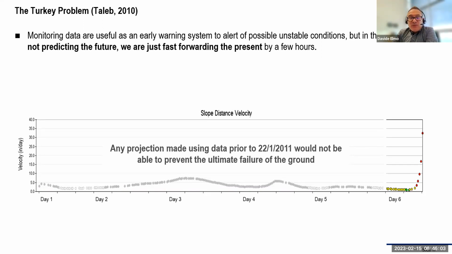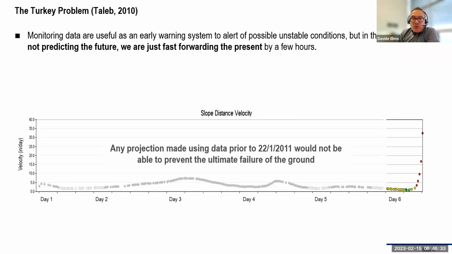But most importantly, when you look at the data, and for example, don't look at the data from day 6 now, if you look at the trend, well, we know this deformation, but how do you translate this trend into a prediction of failure? We may have used, for example, the inverse velocity method, and that could have helped us to set up an early warning system to alert of possible unstable conditions. But that method does not predict the future.